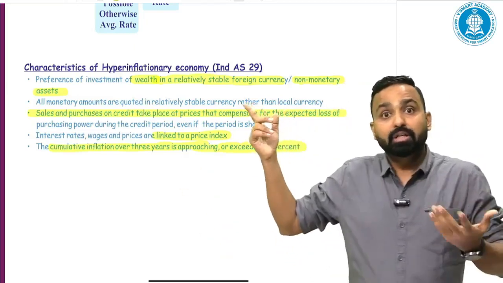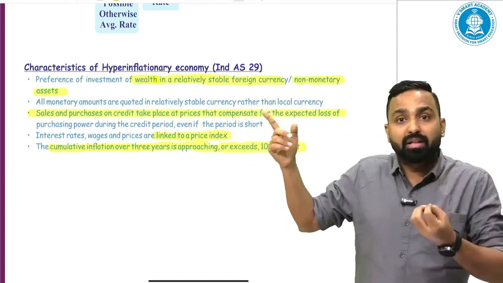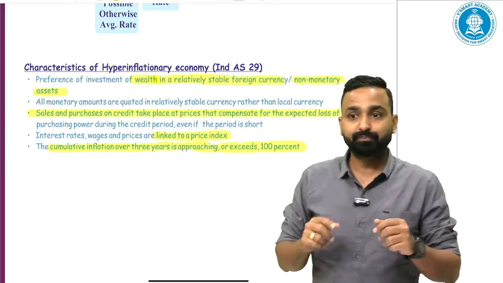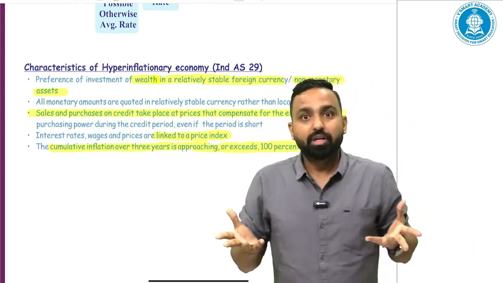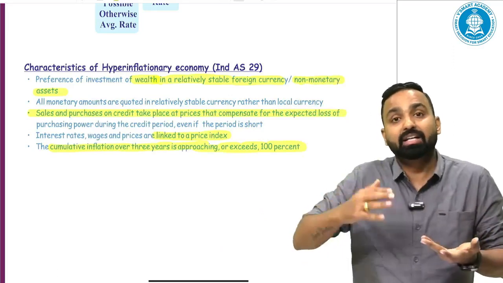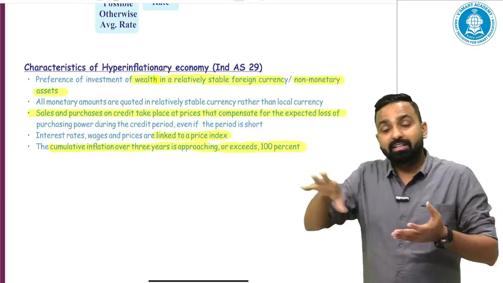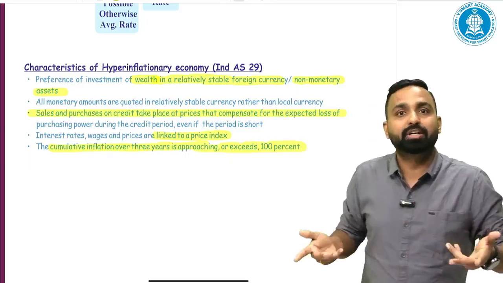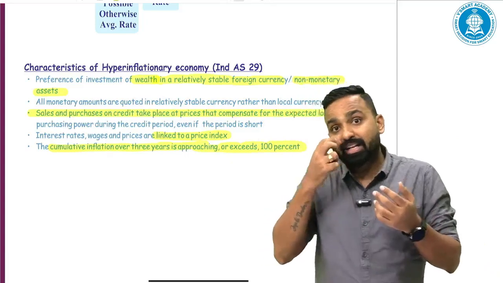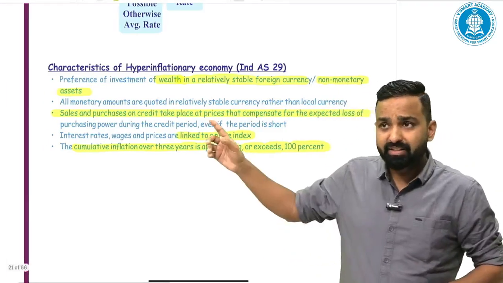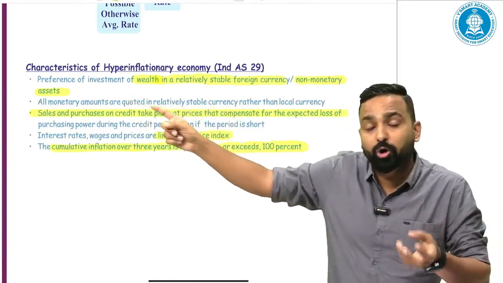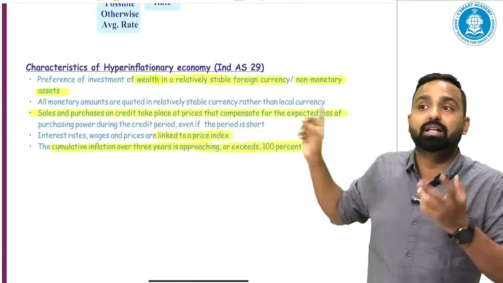Or if they save their money or wealth in their own currency, it is in non-monetary assets, not monetary ones. Non-monetary means properties. Monetary means cash balance, bank balance, debtors. They don't create their assets in the form of monetary assets. Or the economy where all the monetary amounts are quoted in a relatively stable currency rather than the local currency.